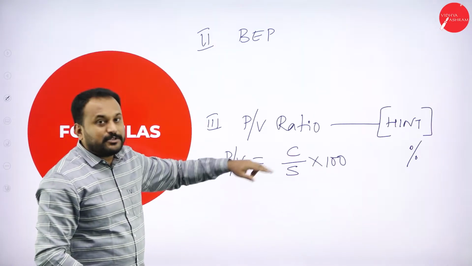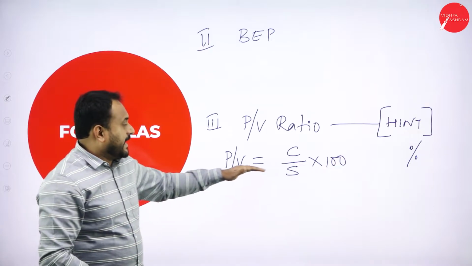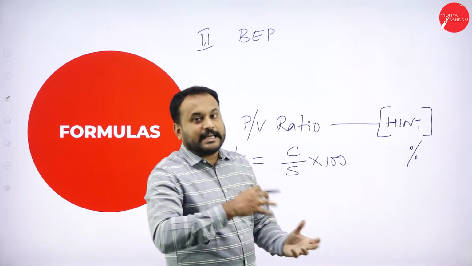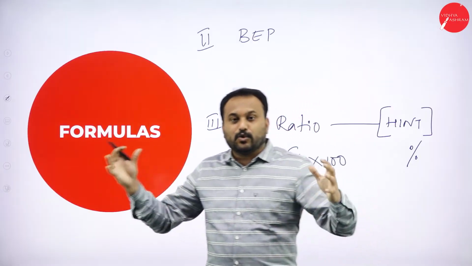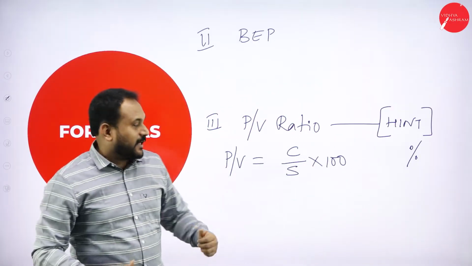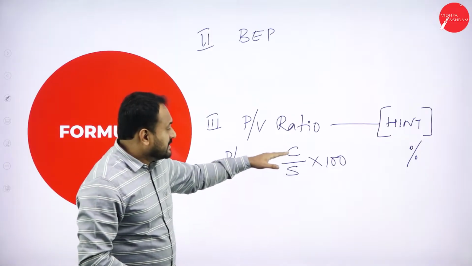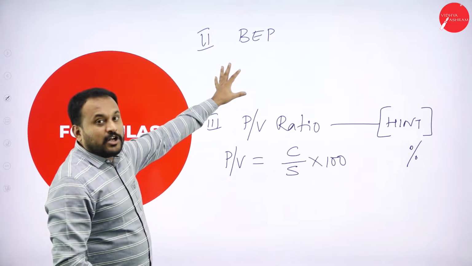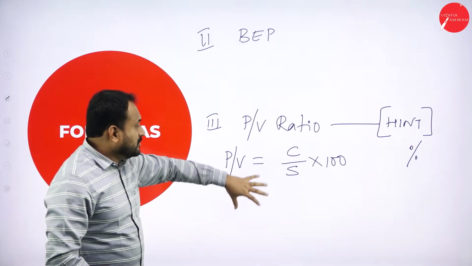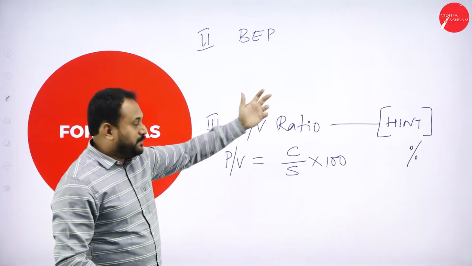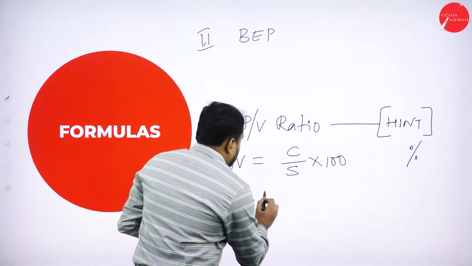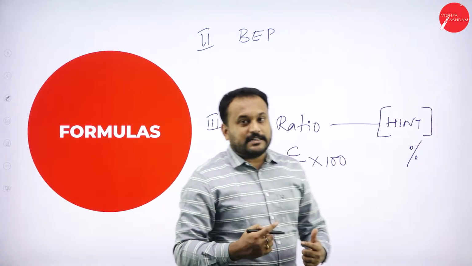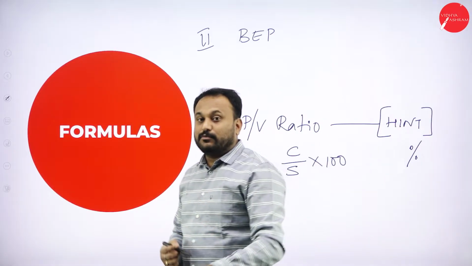C here means contribution. And sales, you know what exactly sales is: in that month or that year, how much was the sale. So the total sales which we are supposed to calculate. So PV is equal to C by S into 100. Here, students, we will not take the BEP formula right now. Through PV, we will actually go to BEP. Now understand, through this, can I write a few more formulas?